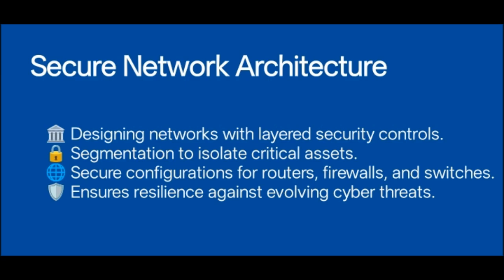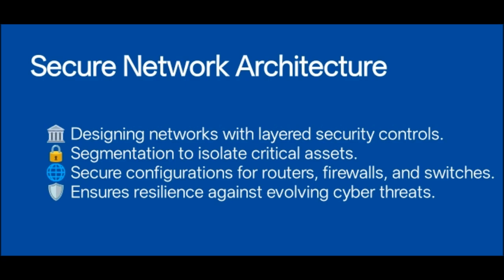Let's also highlight the role of encryption in network architecture. Data moving across networks should be encrypted, both within the organization and when it leaves. Protocols like HTTPS, TLS, and VPN tunnels ensure that even if traffic is intercepted, it cannot be read. Encryption at rest, meaning data stored on servers, also adds an additional layer of protection.